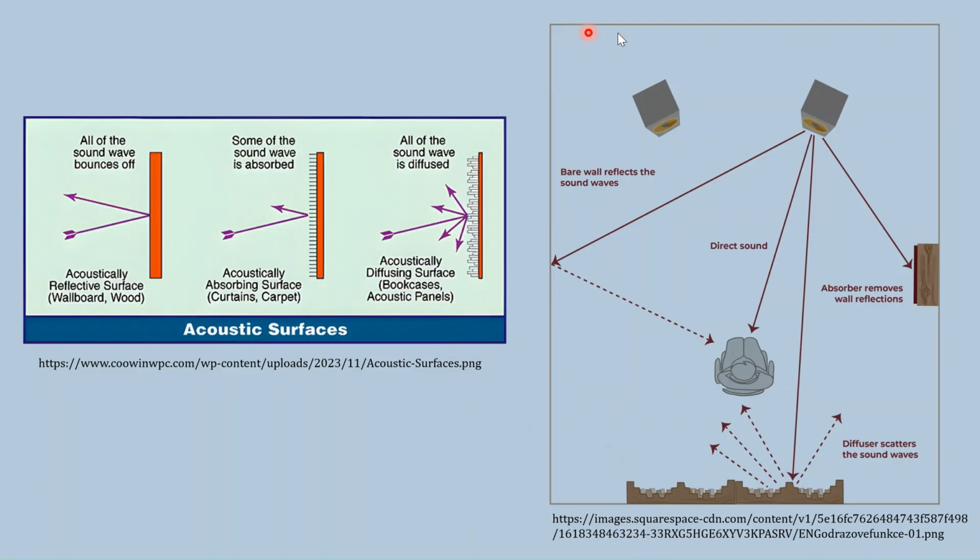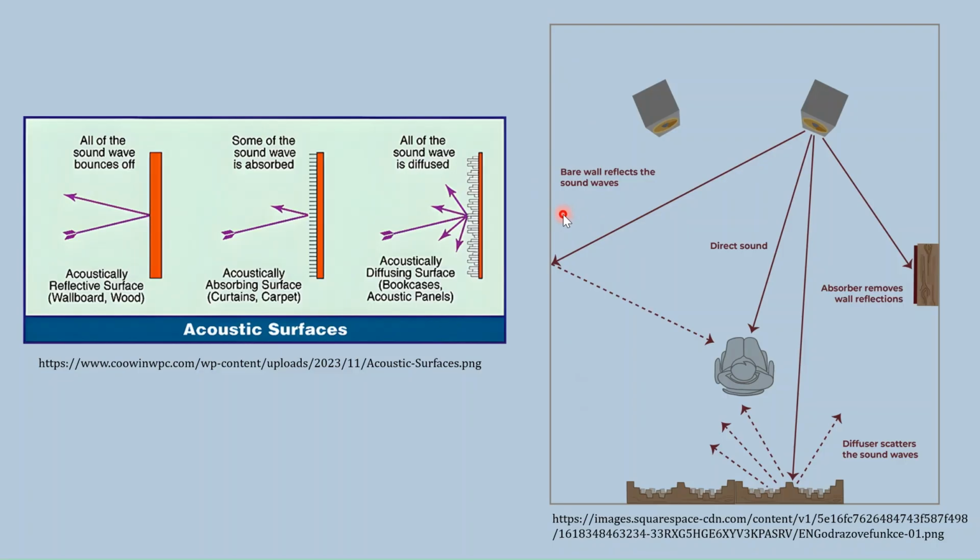Depending upon the size of the room, the type of materials placed inside a room, and how this particular room is designed, the amount of reflection may vary. For example, here on the left hand side, we have the bare wall.